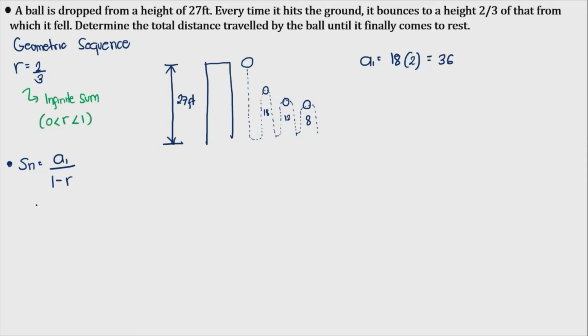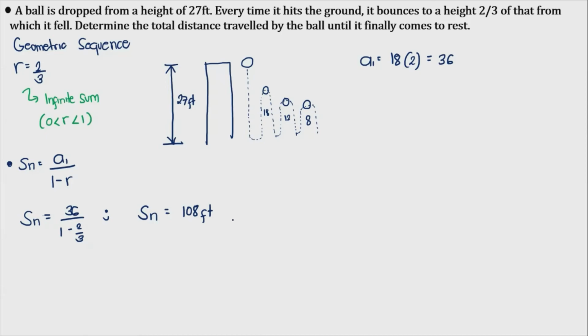Gamitin natin to formula na to. Sn is equal to, kailangan hanapin yung sum hanggang sa mag-rest na yung bola. So, 36 over 1 minus 2/3. Ang sagot nito is Sn is equal to 108 feet. Ito na nga ba yung final answer niyan? Sige, pause nyo ulit. Pag-isipan nyo. Dahil hindi pa yan yung final answer.